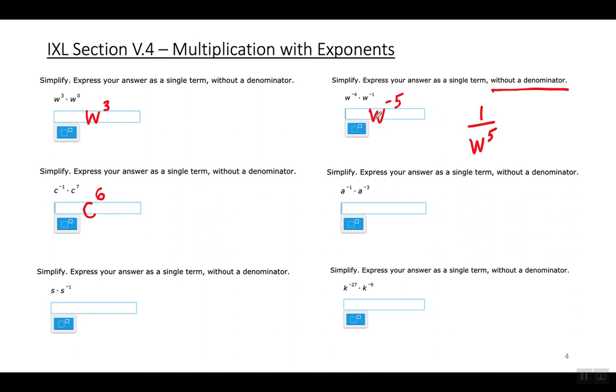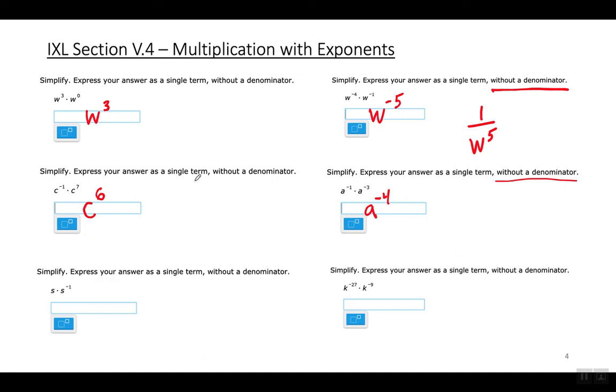Alright, so same thing with this one. So my answer when I add the exponents would be a to the negative 4 power. Okay, dice aquí que no quieren un denominador.